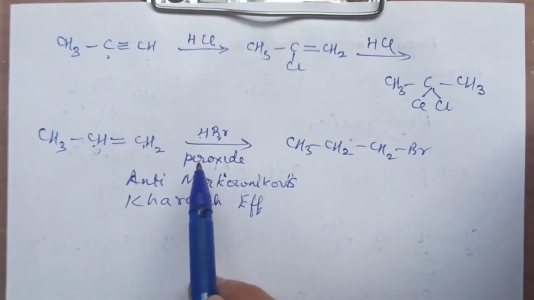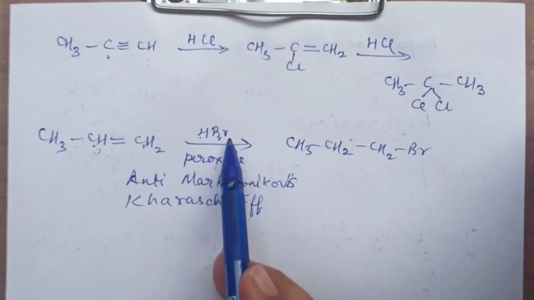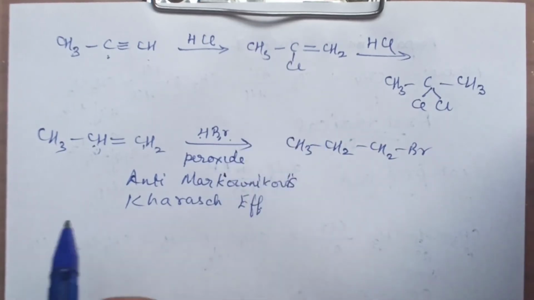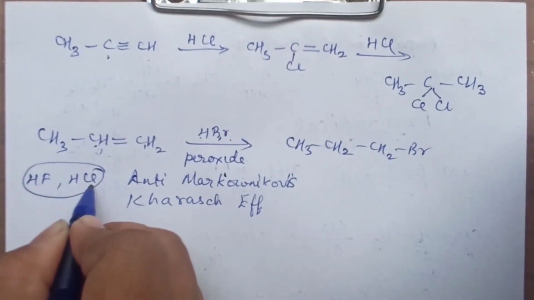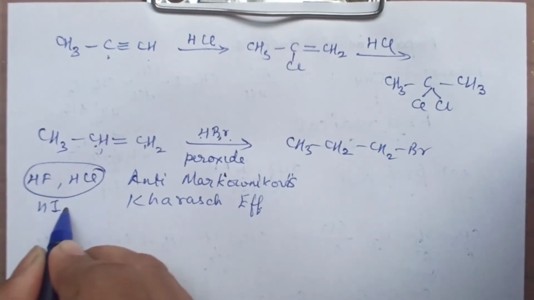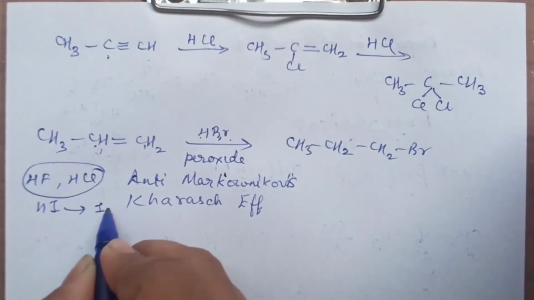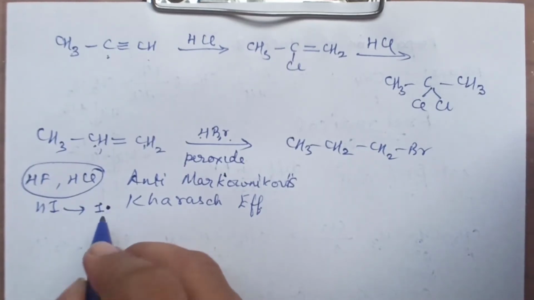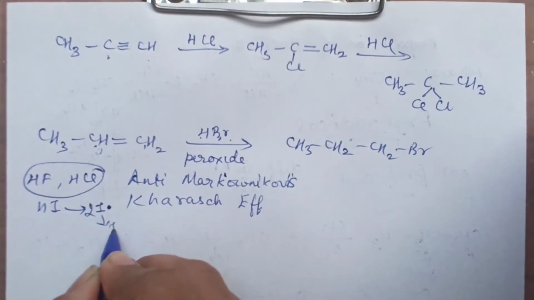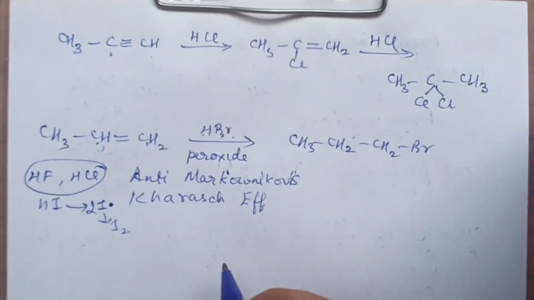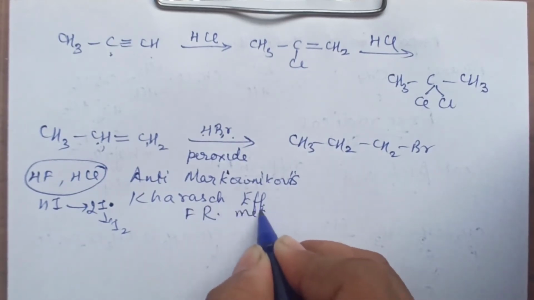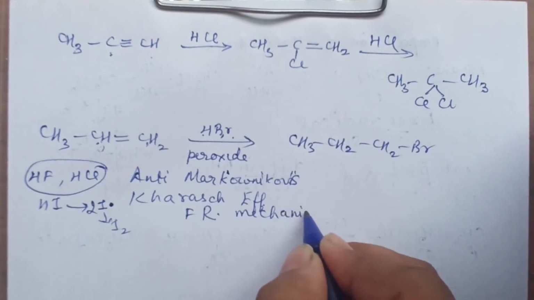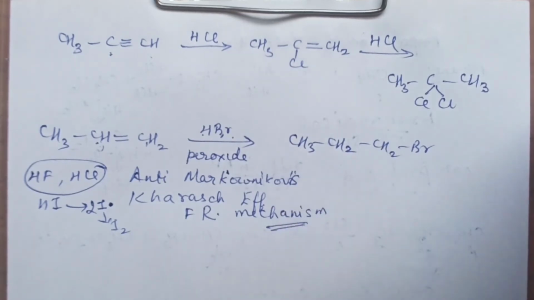Now why is it only applicable for HBr addition, not for HF, HCl and HI? Because HF and HCl bonds are strong, they will not break. When the HI bond breaks, it results in the formation of iodine free radicals, and two of them will again combine and give I2. Because we know that it is following a free radical mechanism. Okay, so we will discuss the mechanism.